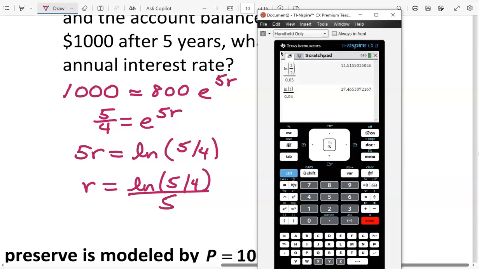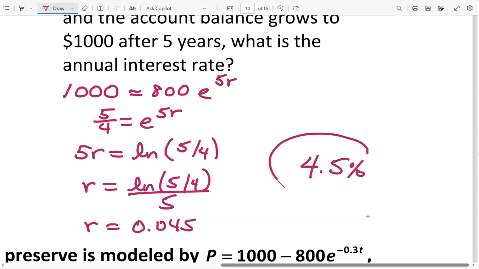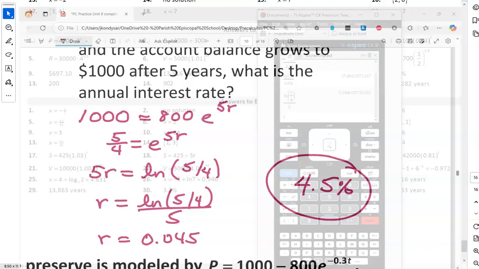And if we do that calculation, natural log of 5/4 divided by 5 is 0.045. That's to the third decimal place. If we change that to a percent answer, that would be 4.5%.